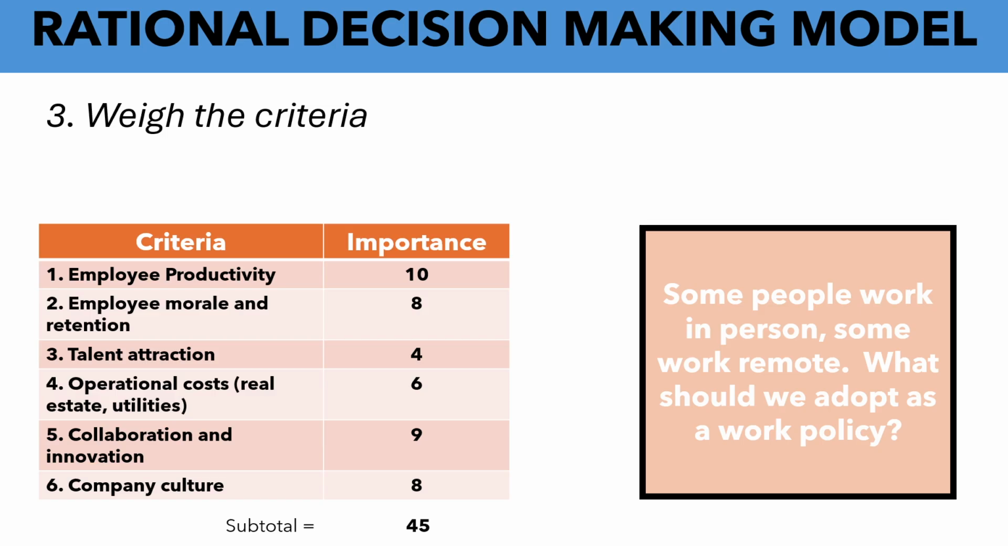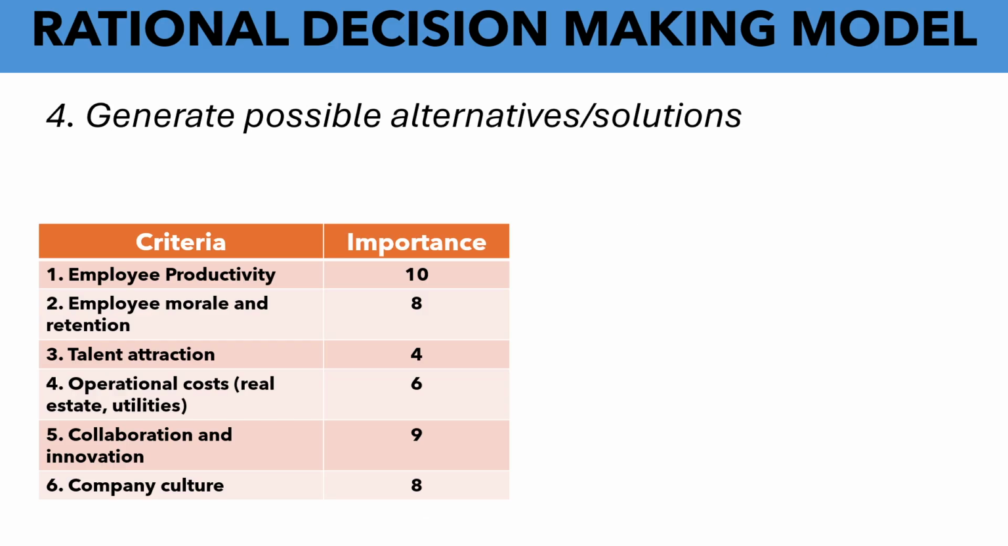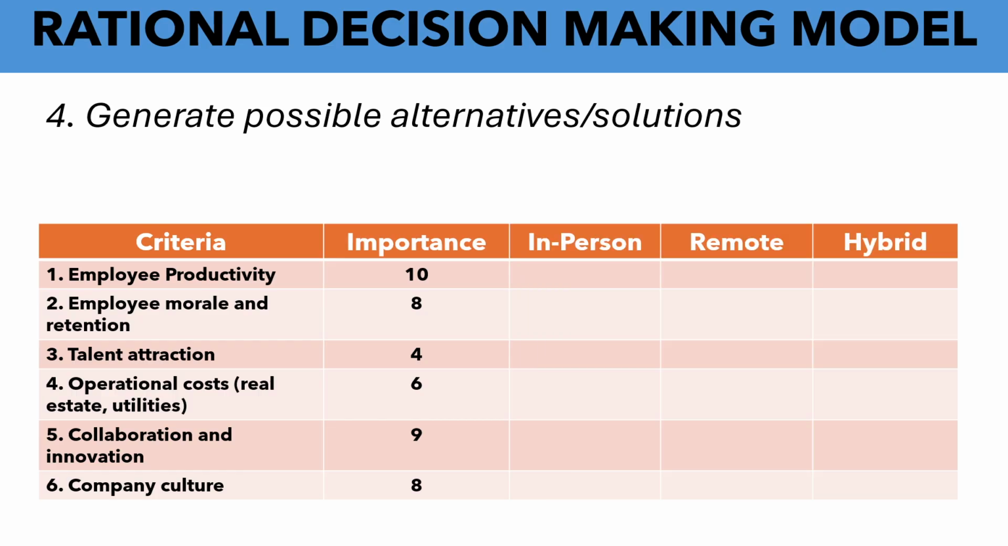Okay, next, we need to generate all the possible alternatives and solutions. Now, if you were doing this in real life, you'd probably come up with way more solutions than we're going to consider now. For example, you might say, okay, well, if you're in this department, you can be hybrid. If you're in this department, you have to be in person all the time. Or you might say, let's consider different hybrid situations. Maybe it's 4 days in the office, 1 day hybrid, or 3 and 2. There's a bunch of different ways to do this, but we'll just simplify it for the purpose of this example. We'll say in-person, remote, and hybrid.